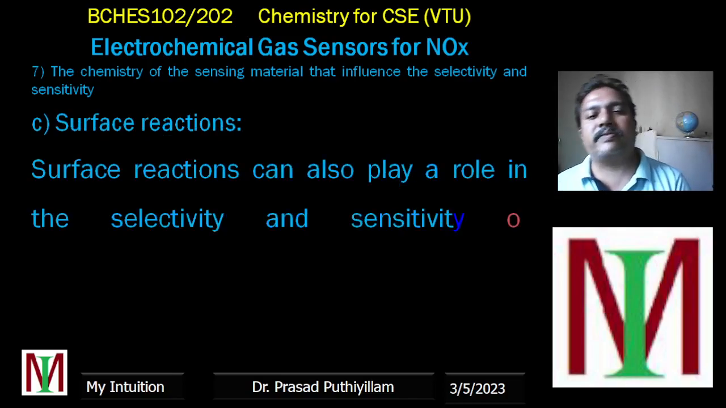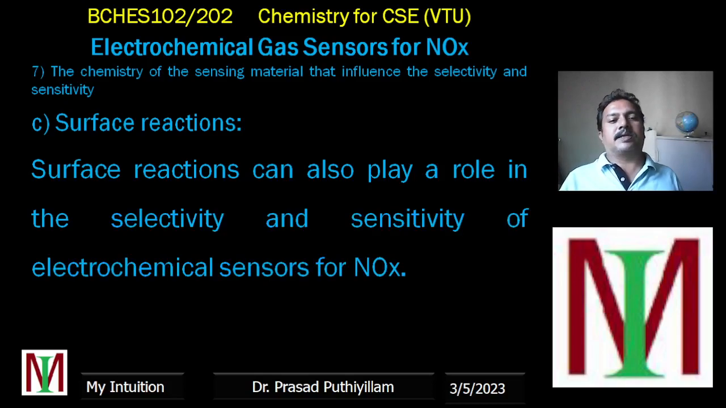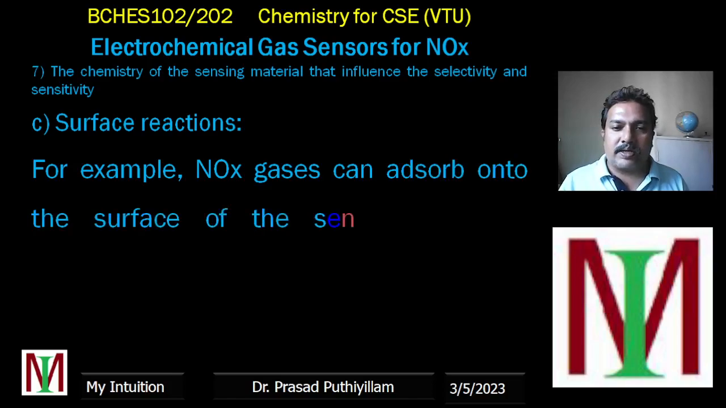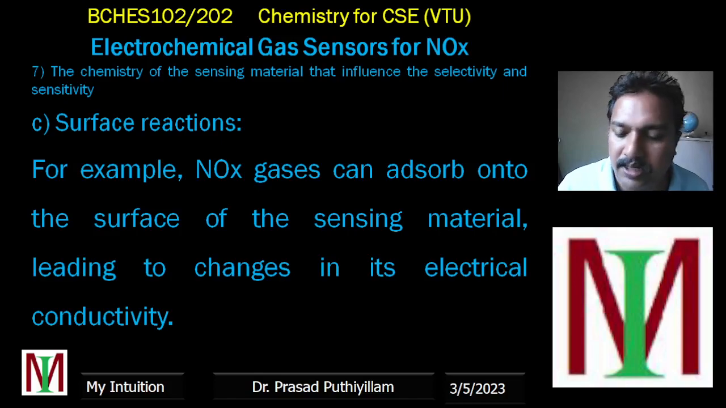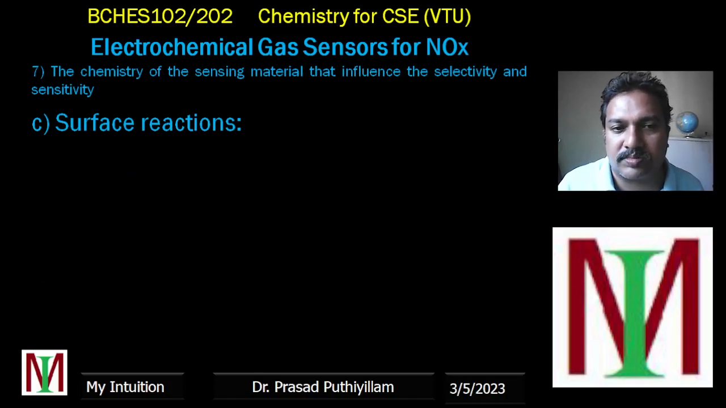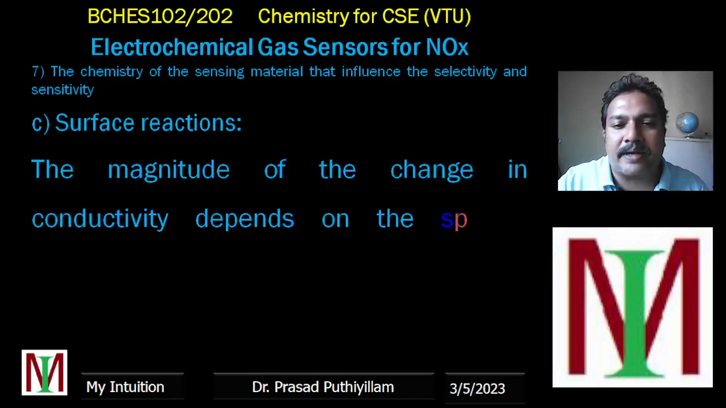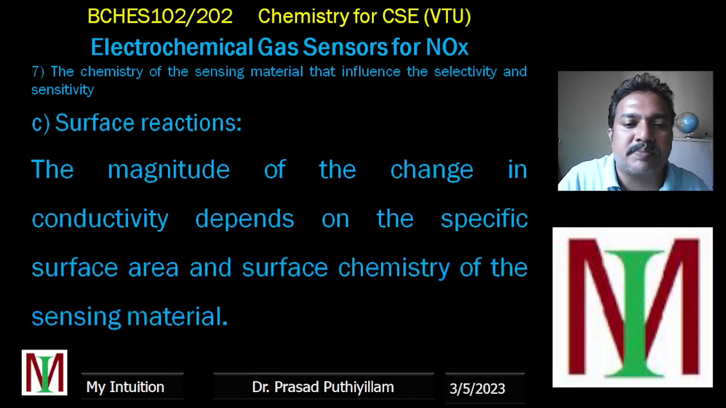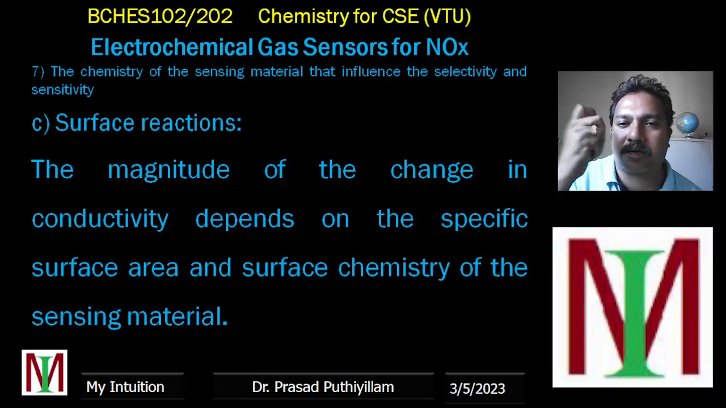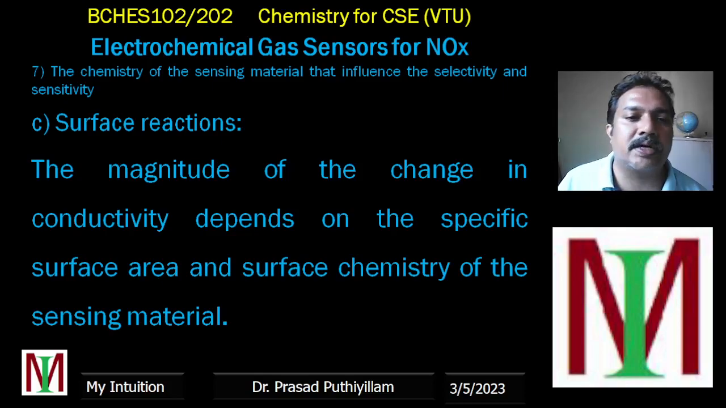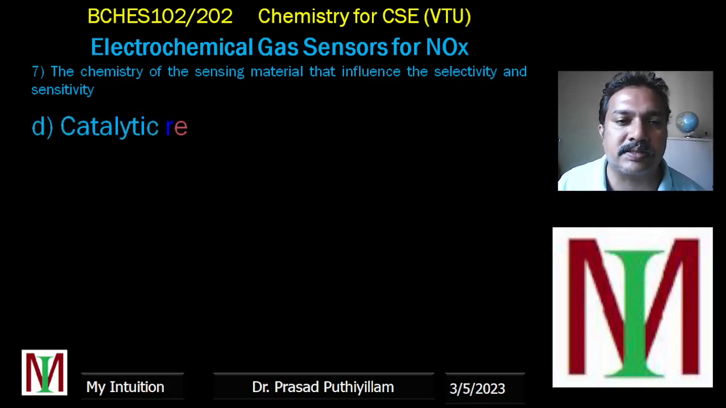Surface reactions. Surface reactions can also play a role in the selectivity and sensitivity of electrochemical sensors. For example, NOx gases can adsorb onto the surface of the sensing material, leading to changes in the electric conductivity. How fast it is getting adsorbed, that is the concept of surface reaction. The magnitude of the change in the conductivity depends upon the specific surface area and the surface chemistry of the sensing material: how fast it adsorbs, and what additional functional groups are present which will attract or hold the oxides of nitrogen. These come under surface reactions.